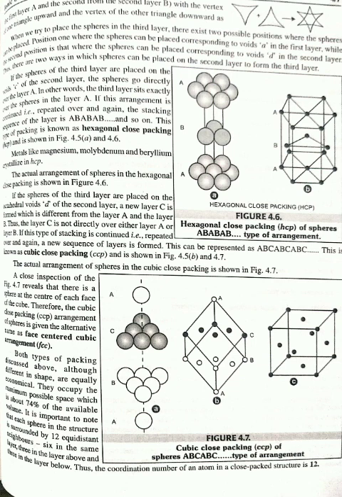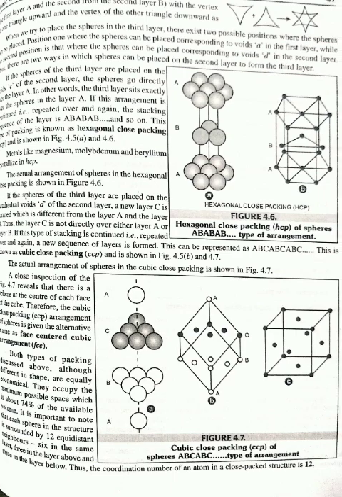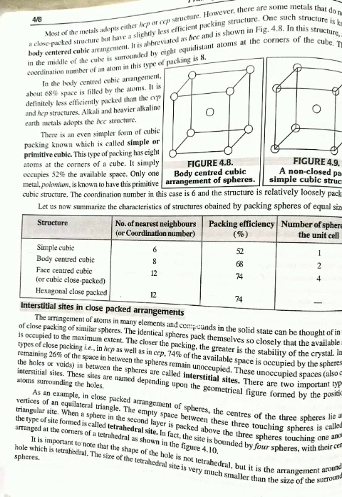It is important to note that each sphere in the structure is surrounded by 12 equidistant neighbors, 6 in the same layer, 3 in the layer above and 3 in the layer below. Thus, the coordination number of an atom in a close packed structure is 12. Most of the metals adopt either HCP or CCP structure. However, there are some metals that do not adopt a close packed structure but have a slightly less efficient packing structure.